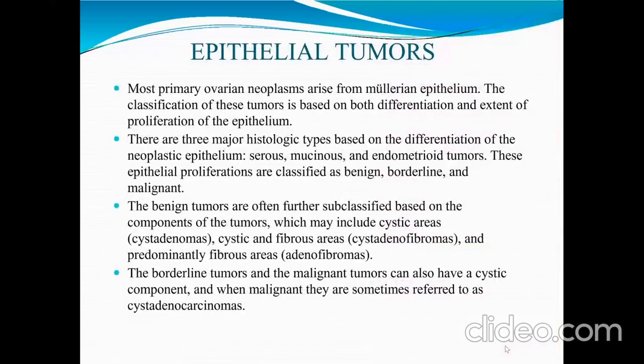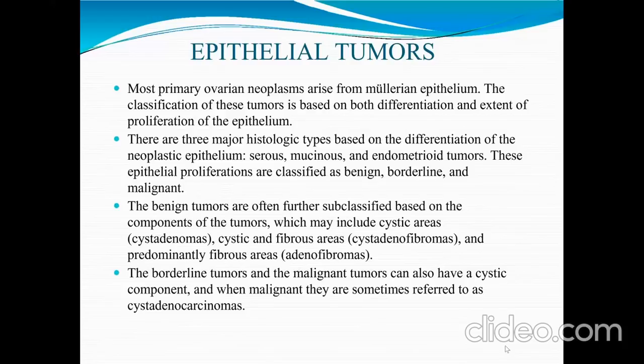So let us begin with the epithelial tumors. Most primary ovarian neoplasms arise from Mullerian epithelium. The classification of these tumors is based on both differentiation and extent of proliferation of the epithelium. There are three major histologic types: serous, mucinous, and endometrioid. These epithelial proliferations are classified as benign, borderline, or malignant.